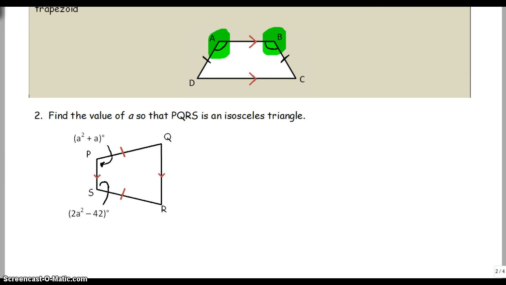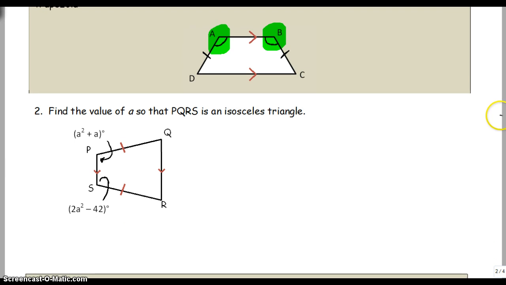Here's an example. It says find the value of a so that PQRS is an isosceles trapezoid. I apologize, I said triangle. So what we would do is we know that P and S are congruent because this is an isosceles trapezoid. So we can set those two equal to each other.